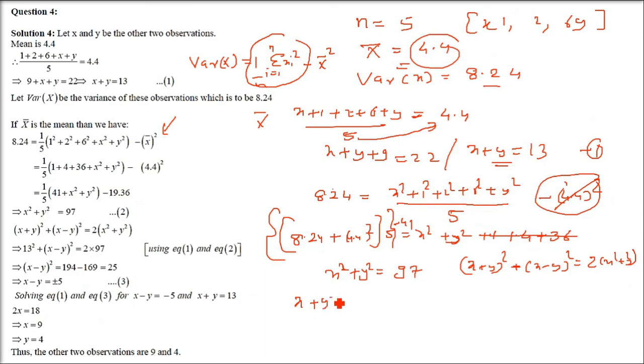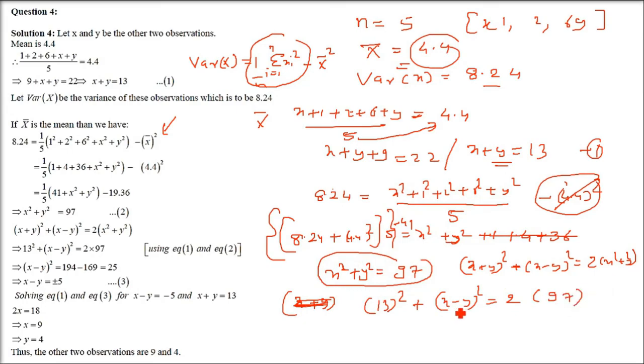X plus y whole square, we already know x plus y is 13, so replace it by 13. 13 whole square plus x minus y whole square is going to be 2 into x square plus y square, which is also known to us. It was 97 already, so put in 97. So x minus y whole square will be what? 2 into 97 minus 13 whole square.